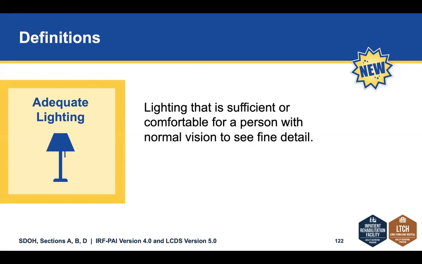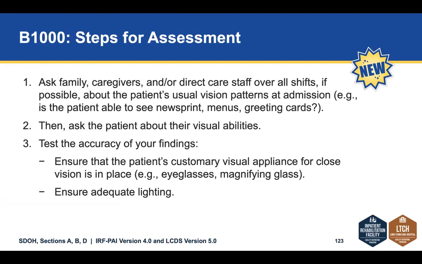In terms of assessing vision, it is important to have adequate lighting, sufficient enough that a person with normal vision is comfortable seeing fine detail. In order to assess vision, the assessor should ask family, caregivers, and/or direct care staff over all shifts if possible about the patient's usual vision patterns. Consider questions such as whether the patient is able to see newsprint, menus, or greeting cards that they may receive. Then ask the patient about the visual ability.